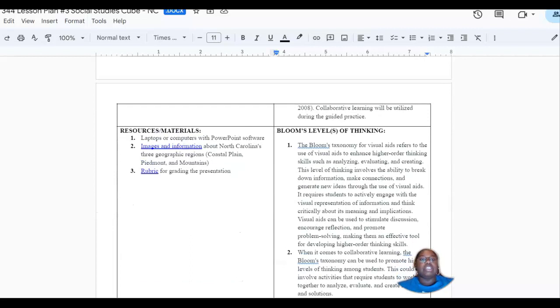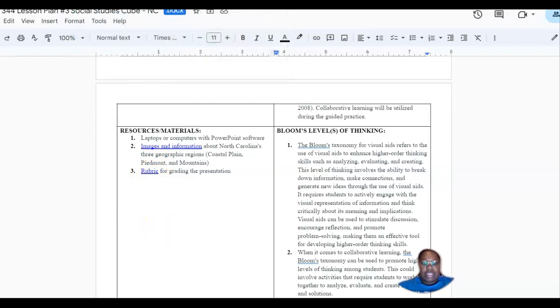All right, the resources. I have three resources that were used. Of course, the students have to have a laptop or computer with the PowerPoint software to create the cube. They need images and information about North Carolina's three geographic regions, and the three regions include coastal plain, Piedmont, and the mountains. And also, I have a rubric that I attach for grading purposes.